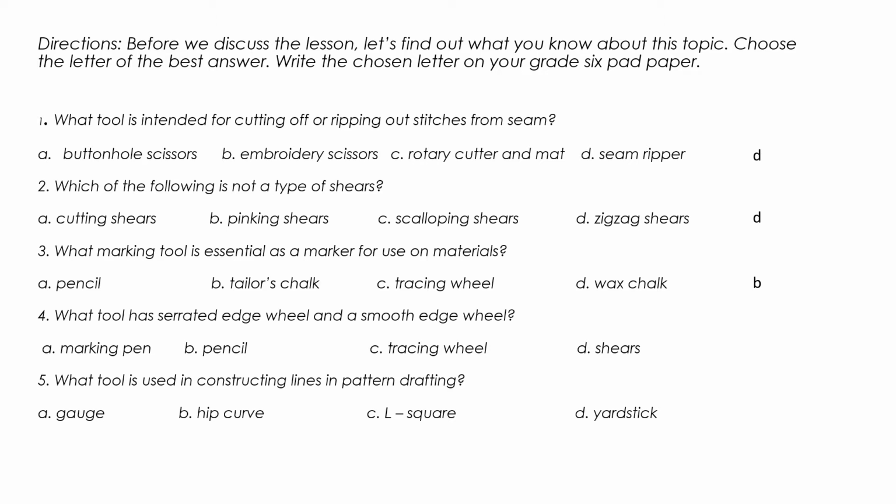Number 4, what tool has a rated edge wheel and a smooth edge wheel? That is letter C, tracing wheel. And number 5, the correct answer is C, L-square. Did you get it all correct? If not, don't worry. We are going to discuss all of this, and we are going to use all of these tools. Let's try again, one more time.